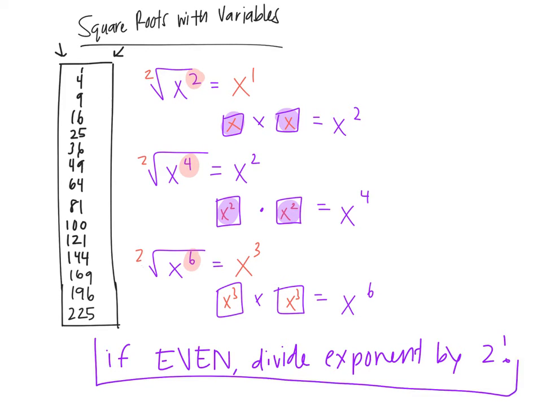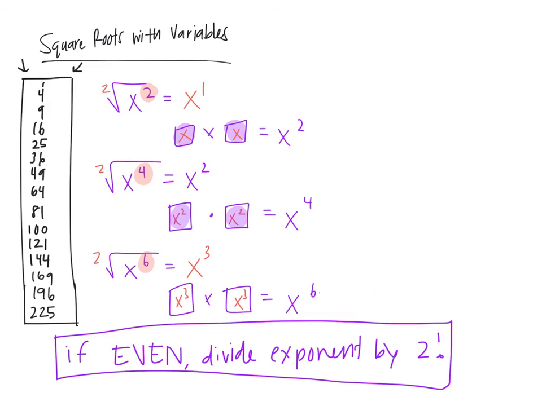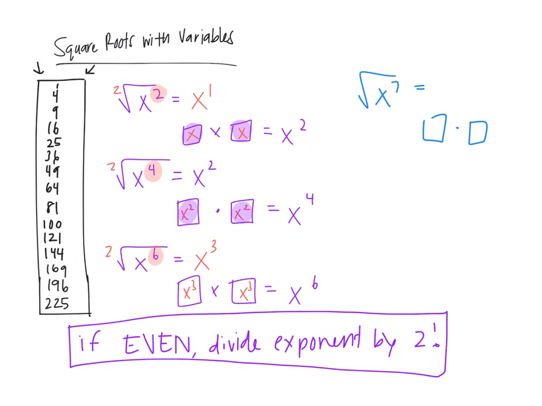However, something you should be thinking already is that not all exponents are going to be even. So what is that going to look like when I don't have an even exponent? Well, let's say I have something like the square root of x to the 7th. Okay, is there a number times another number that is going to give me x to the 7th? No, there's not, right? So instead, we need to split up.